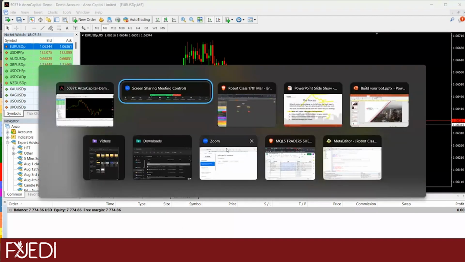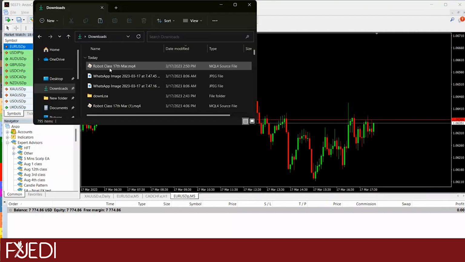So I'm just going to go to my downloads. That's it. So this is what we just downloaded. You can see it is Forex class 17th of March. So this is the .mq4 file. So I'll just cut it. You can copy, but I don't need this, I'll just cut it. Right. So what you want to do is paste it into the data folder of your MT4. Right. So I've cut it.